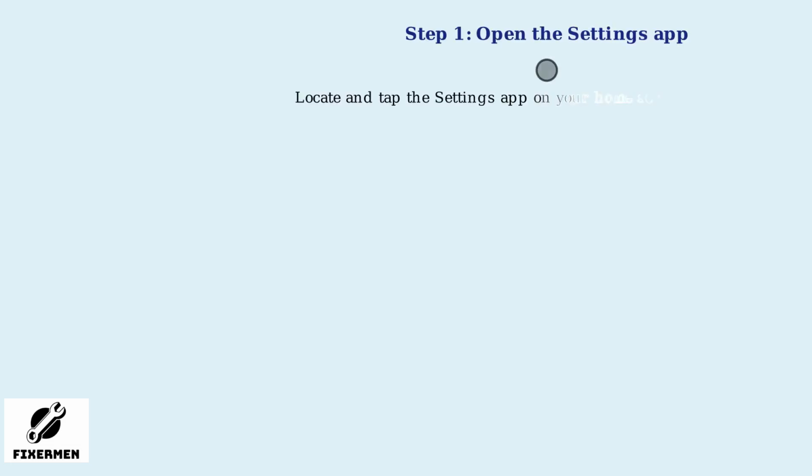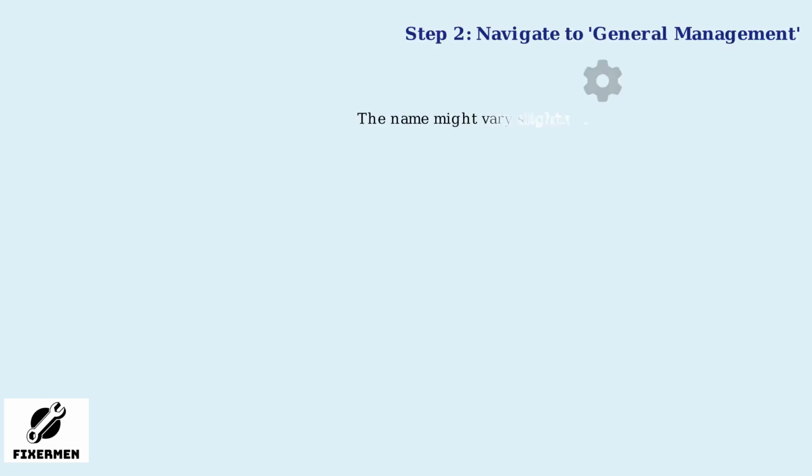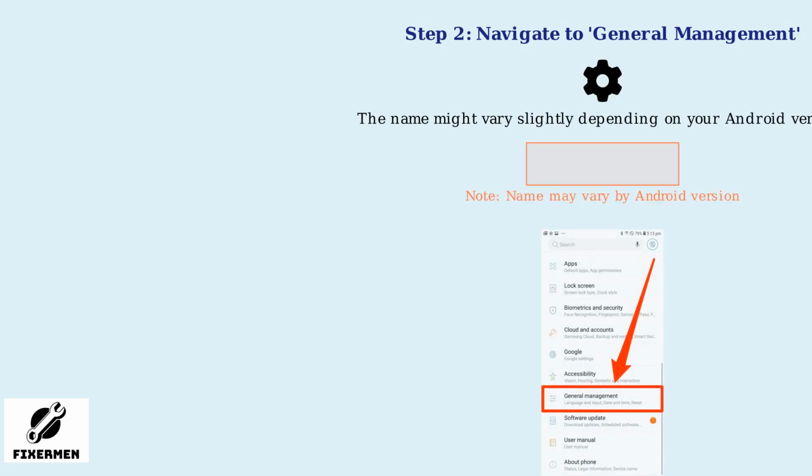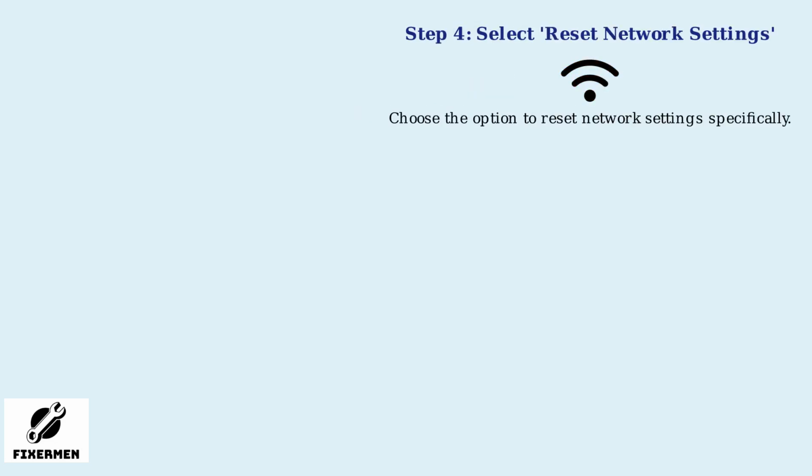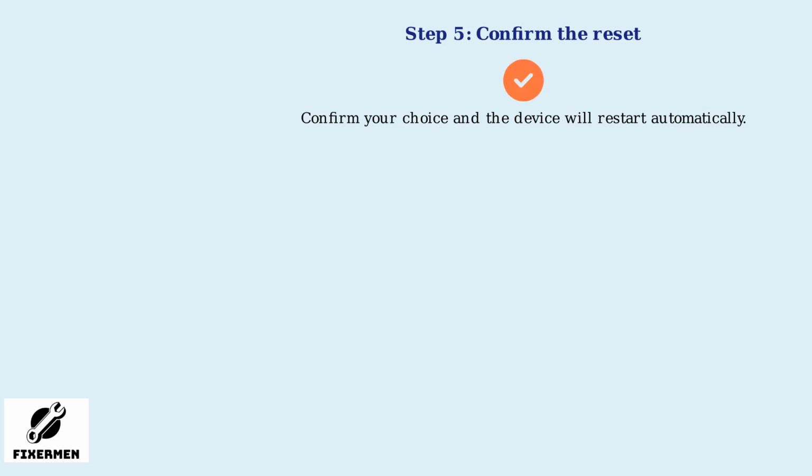Step 1. Open the Settings app. Locate and tap the Settings app on your home screen or app drawer. Step 2. Navigate to General Management. The name might vary slightly depending on your Android version. Step 3. Tap Reset. Select the Reset option from the menu. Step 4. Select Reset Network Settings. Choose the option to reset network settings specifically. Step 5. Confirm the reset. Confirm your choice and the device will restart automatically.